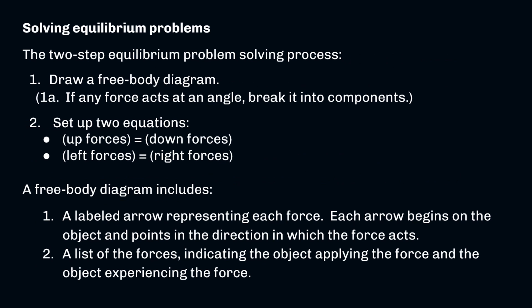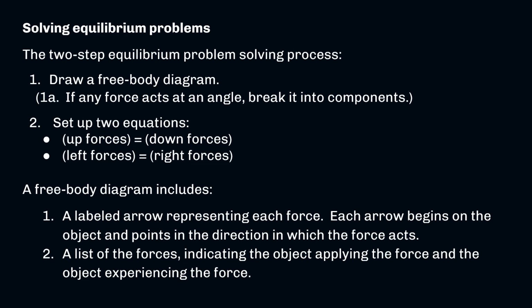Now when it comes to solving equilibrium problems, there's a two-step process for this. Again, when something is in equilibrium, it is either moving in a straight line at constant speed, meaning there is no acceleration, or it is at rest, which is the simplest version of equilibrium. The two-step process is to draw a free body diagram, which I will go into great detail when we do both our examples here, and then set up two equations. So you're going to have that your up forces equal your down forces, if those are present, and they should always be because gravity is always working downwards, at least on Earth. And then left forces equal right forces if they are present.